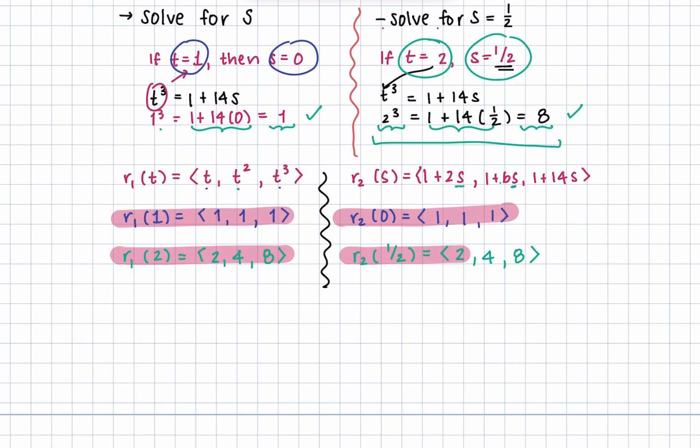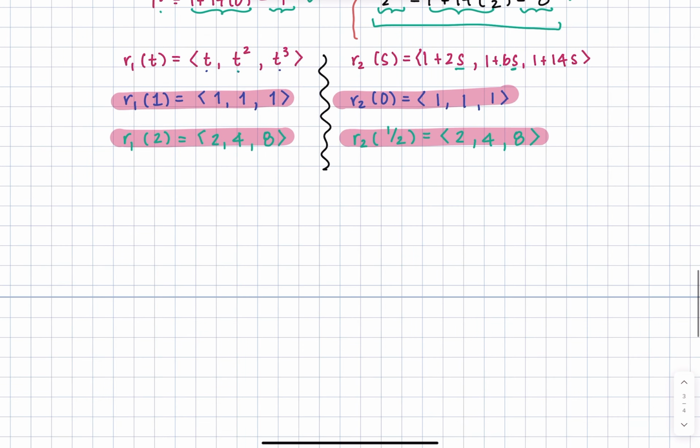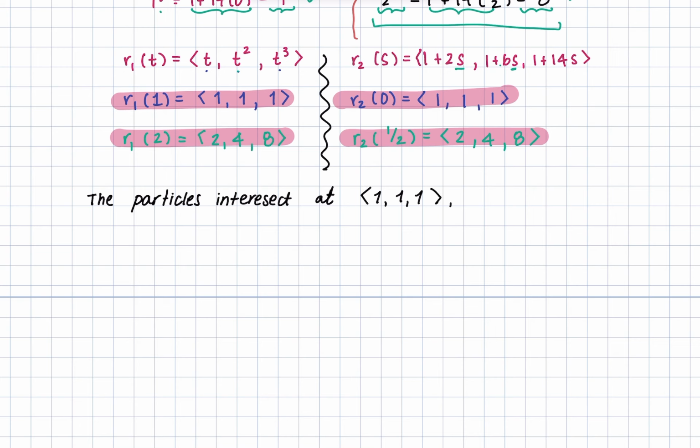So therefore the particles intersect at 1, 1, 1. Don't forget your vector notation. And then 2, 4, 8. All right, and there we go. So that's our answer for part 1. The particles intersect at 1, 1, 1 and 2, 4, 8.